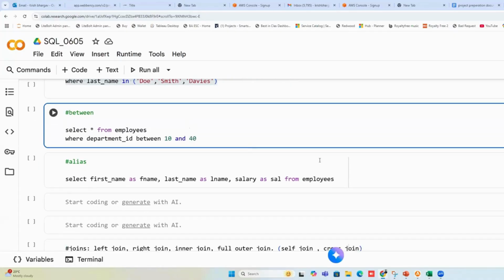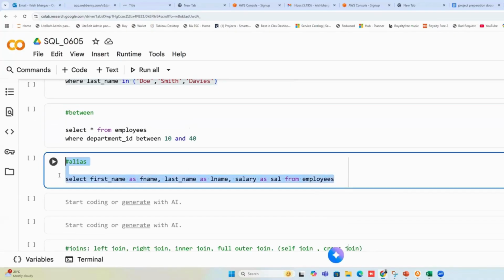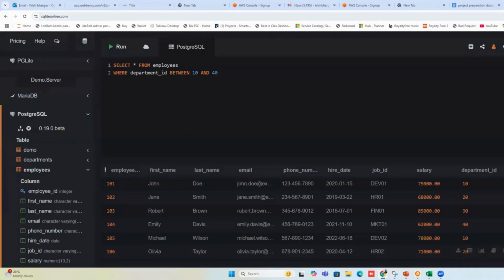Okay. Then we have something called alias. Alias means what? Known as, like a nickname. Correct. So now if I want to give a nickname for my column, I can do it like this: select first name as F name, last name as L name, salary as SAL from employees.